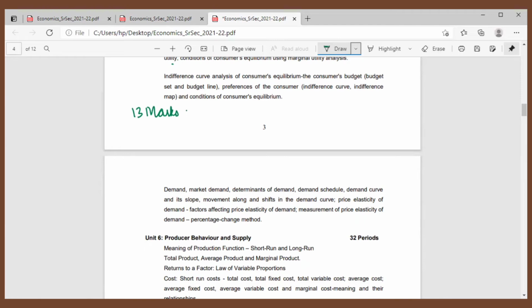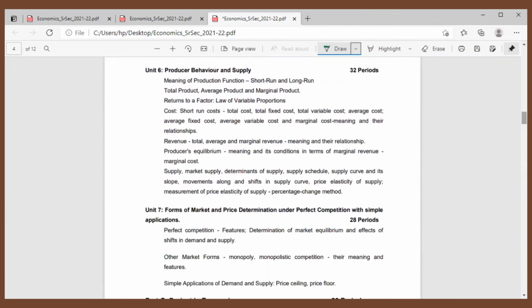Then the next unit, unit 6, producer behavior and supply. Again, a number of chapters are covered in this unit. That is your production function, short run and long run, their meaning. Then we have returns to factor. Long run production function explanation is not there, only short run production function is there. We are basically covering the meaning of short run and long run production function. Then we have the cost chapter. Short run cost is covered in class 11th, with different types of short run cost like total fixed cost, total variable cost, average cost, marginal cost, and all. Revenue chapter is there: total revenue, average revenue, marginal revenue, and their relationship.